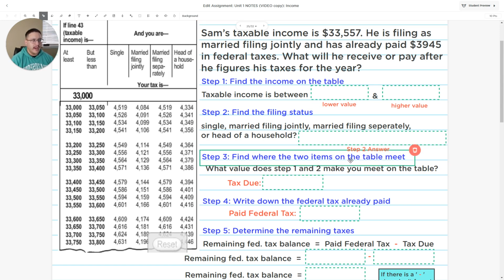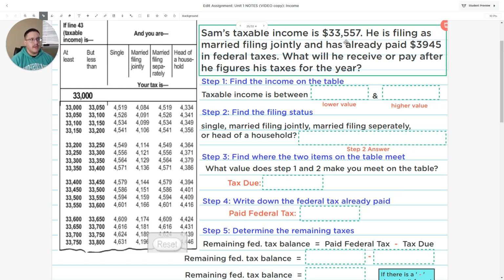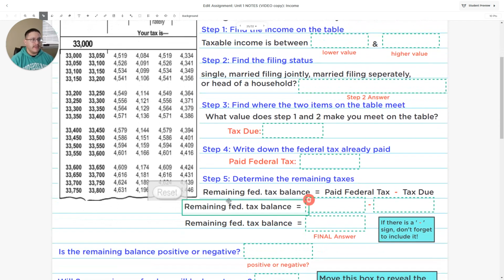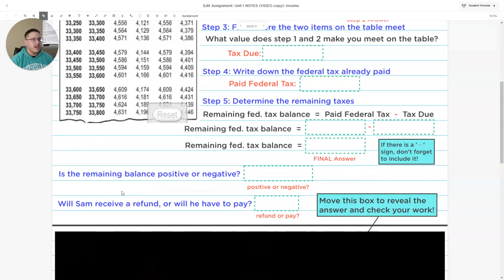Find where the two items on the table meet. That will be what is due. Step 4, write down what he's already paid from the problem. And then step 5, determine the remaining taxes by subtracting them and then getting your answer. Is the remaining balance going to be positive or is it going to be negative? Answer right here. And will he receive a refund or will he have to pay?